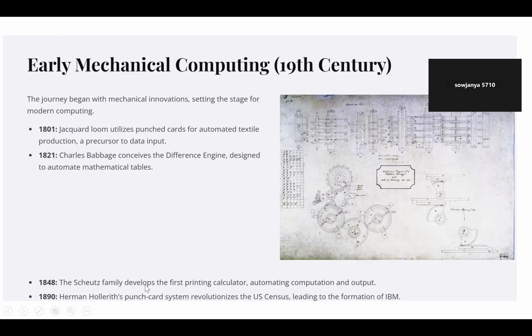And in 1848, the Scheutz family developed the first printing calculator, automating computation and output. In 1890, Herman Hollerith's punch card system revolutionized the US census, leading to the formation of IBM.